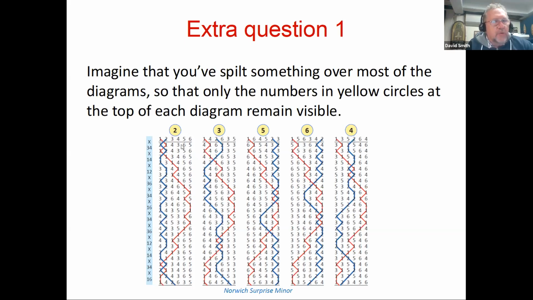Frequently, but not always, you actually have the numbers of every single bell underneath. Quite often, particularly with a larger number of bells, those numbers aren't shown. You just get the diagram, but sometimes the line is shown as well. So we're going to imagine that you've created a big spill and all this stuff here is invisible and it's just this bit here. Now the first question is a very important one.